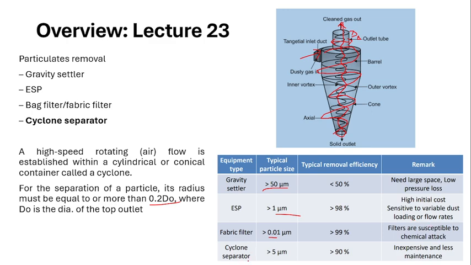Next is a cyclone separator. It can separate the larger particles greater than 5 microns, and its efficiency is also comparatively higher, which is 90%, and it is very inexpensive and less maintenance is required. Okay.